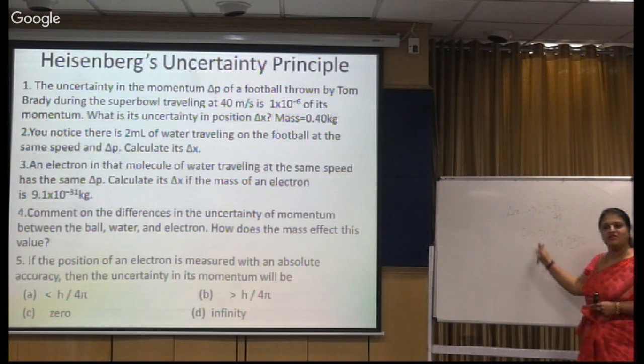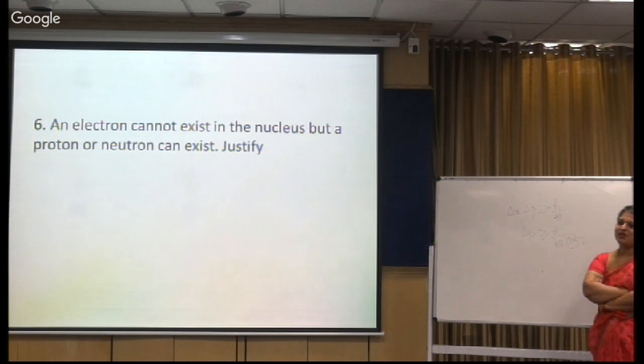An electron cannot exist in the nucleus, but a proton or neutron can exist. Justify. Why can't we have electron inside the nucleus? Have you ever thought of it?